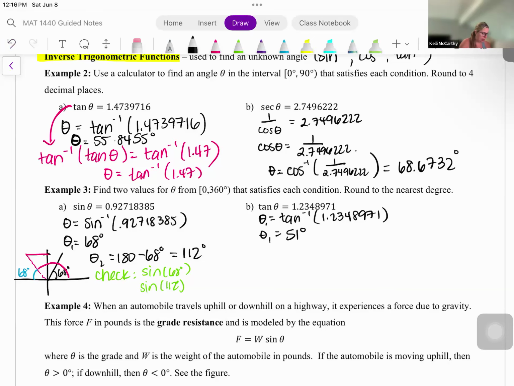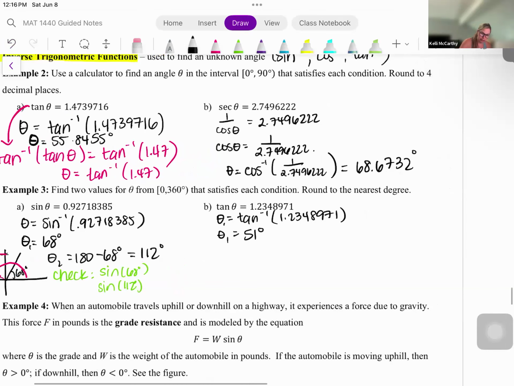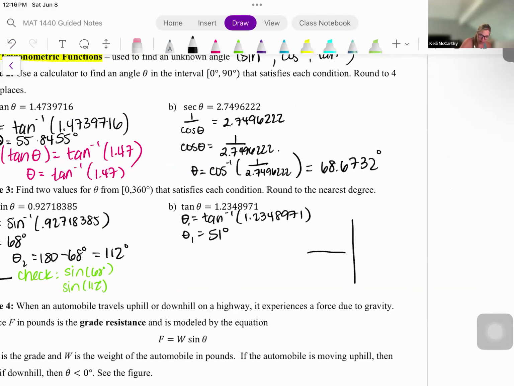Now, to find our second angle, we're going to do a similar graph. So we've got our angle of 51 degrees here. And because tangent is positive, we know tangent is positive in the first and the third quadrant. So what we're really going to see is that this angle is also 51 degrees. And the angle from standard position to that new terminal side will have the same value of tangent.